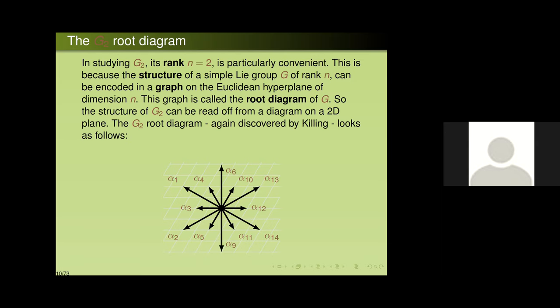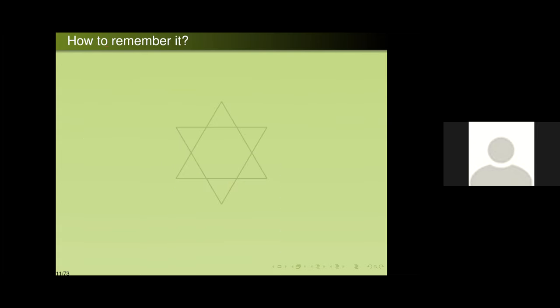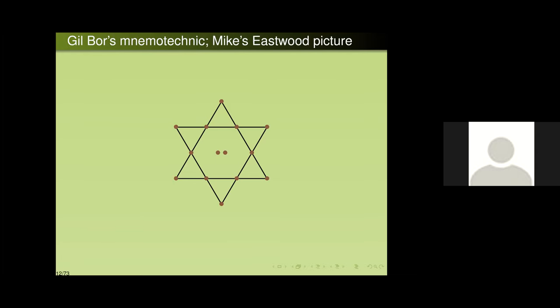So the first thing is how to remember the picture. As I said, my talk is very didactic. So how to remember the G2 root diagram? One way of doing this is as follows. Just consider the Star of David. Then on the Star of David, put dots in all vertices and in all points where the lines cross, and put two dots in the center of the Star of David.